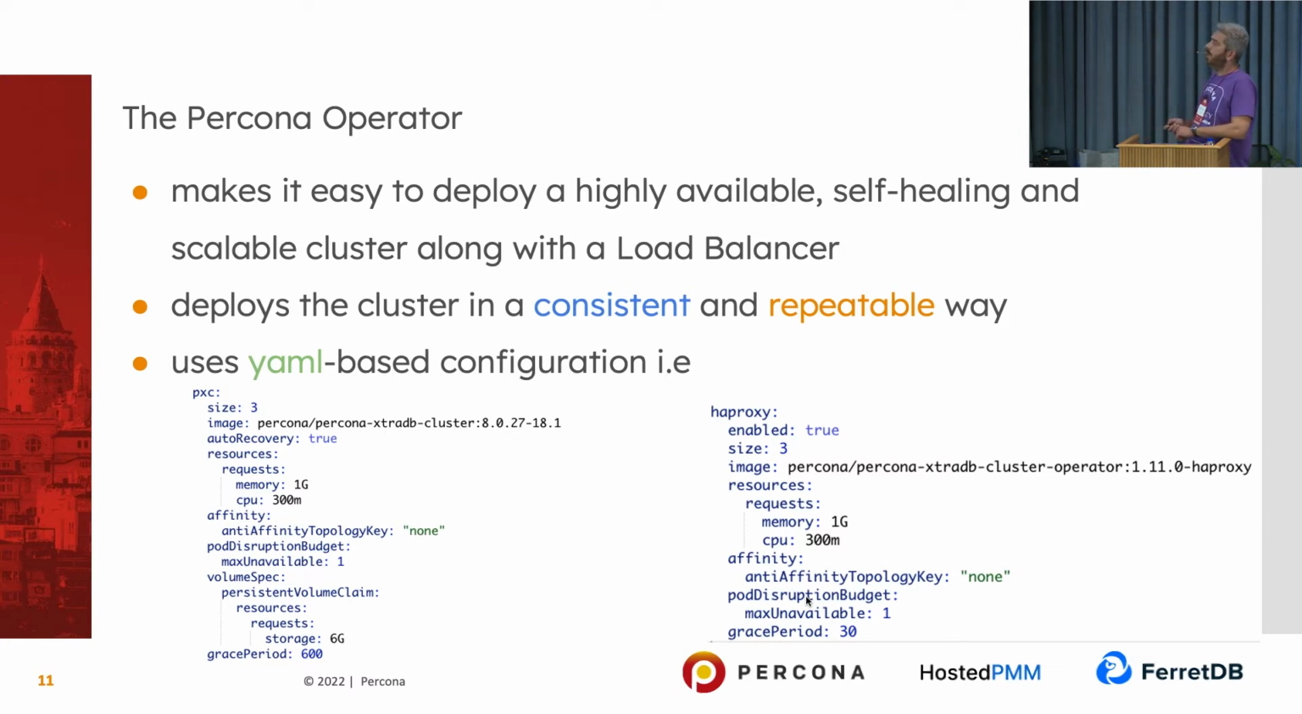This is the image that will be initially used. These are the resources, so it can use 1 gig of memory and approximately 1/3 of a CPU. We also have some affinity rules. For those who already have some experience with Kubernetes, these are terms you may be familiar with. But for those interested in exploring Kubernetes, that's something you will need to get an idea of when you start deploying. And this is for HAProxy, which has more or less the same options: the size, the image, and the resources.